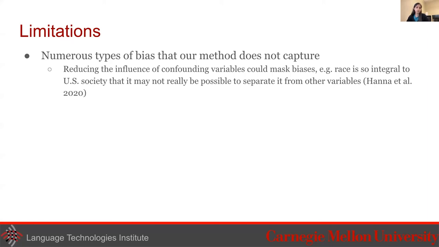Additionally, in reducing the influence of confounding variables, it's possible that we're masking biases. As an example, race is thought to be so integral to US society that it may not really be possible to separate it out from other attributes. Additionally, all the results I'm showing you are reliant on category information. And while our method does generalize to other types of information, this is what we're focused on in these results.